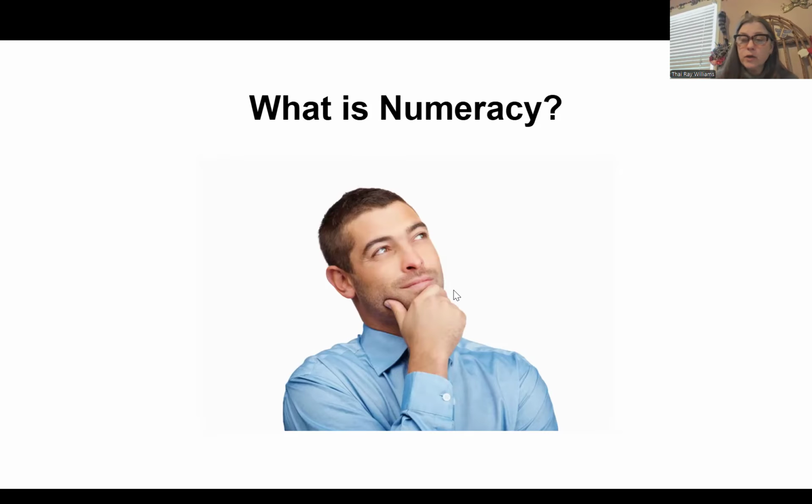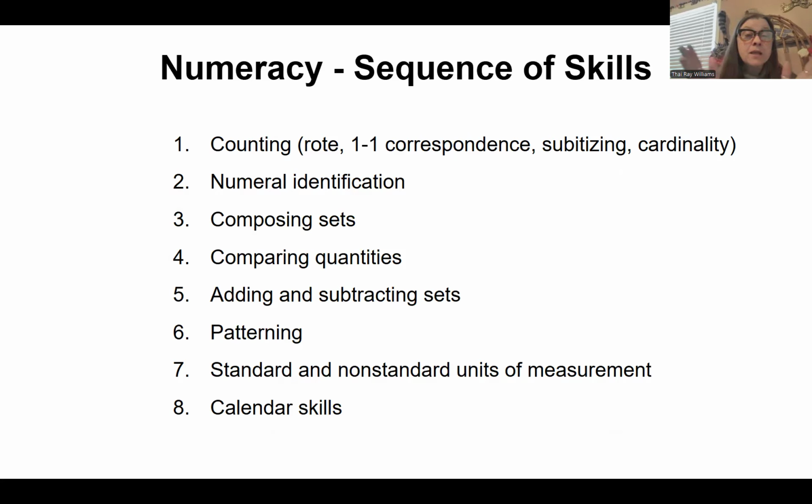All right, now that you've done a quick write on what you believe or remember about numeracy, let's look and see what it actually is. So, numeracy is a sequence of skills, and those skills include first is counting, and that would include rote counting, such as one, two, three, four, one-to-one correspondence, so one number to one object. Subitizing, which is, if you look here, how many fingers am I holding up? If you looked at that and you said three without counting, then you were subitizing. And then cardinality. So if I ask you how many this is and you tell me three, that's cardinality.